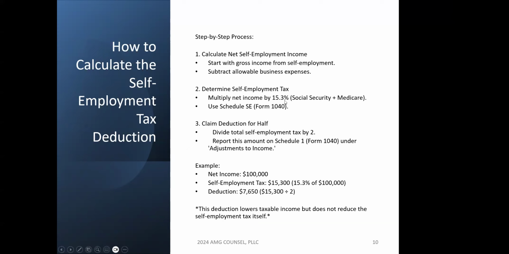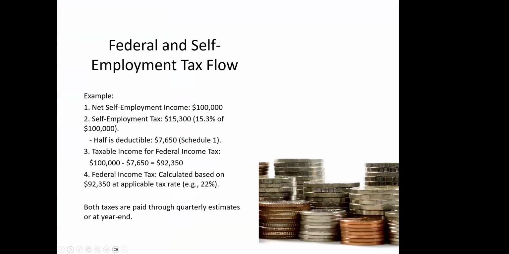And then you'll multiply that by 15.3%, and then you'll be able to deduct half of that, 7.65%, and take that off. So the example here is my net income is 100,000. That 15.3% is the Social Security and Medicare. So you have that 7,600 that is going to lower your income. So now your income will be about 93,000, and that's what your federal tax will come out of. So you do get some savings on that FICA, Medicare and Social Security, off your income.